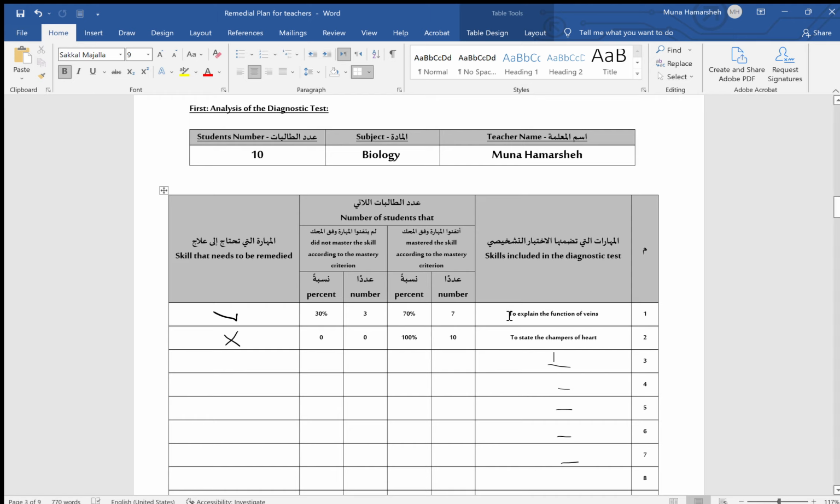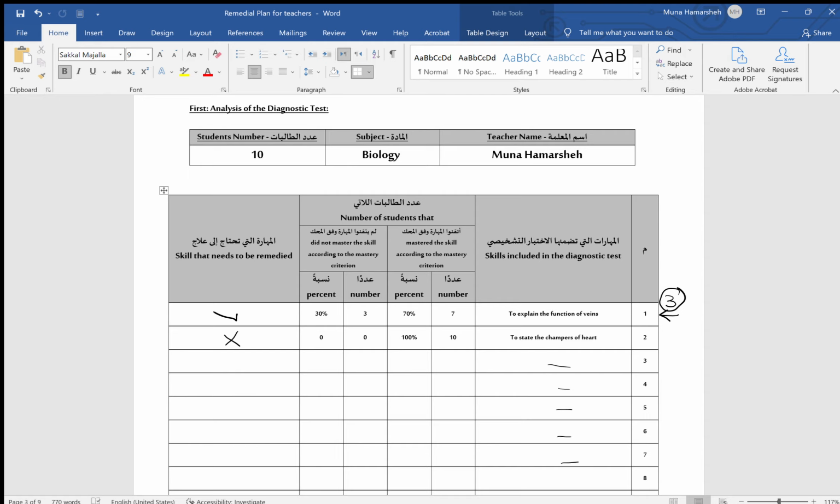How can I decide, let's say question number 1, which is measuring this skill, was out of 3 marks. This question was out of 3 marks. How can I decide whether my students did master it or did not if they got 1 out of 3 or 2 out of 3?